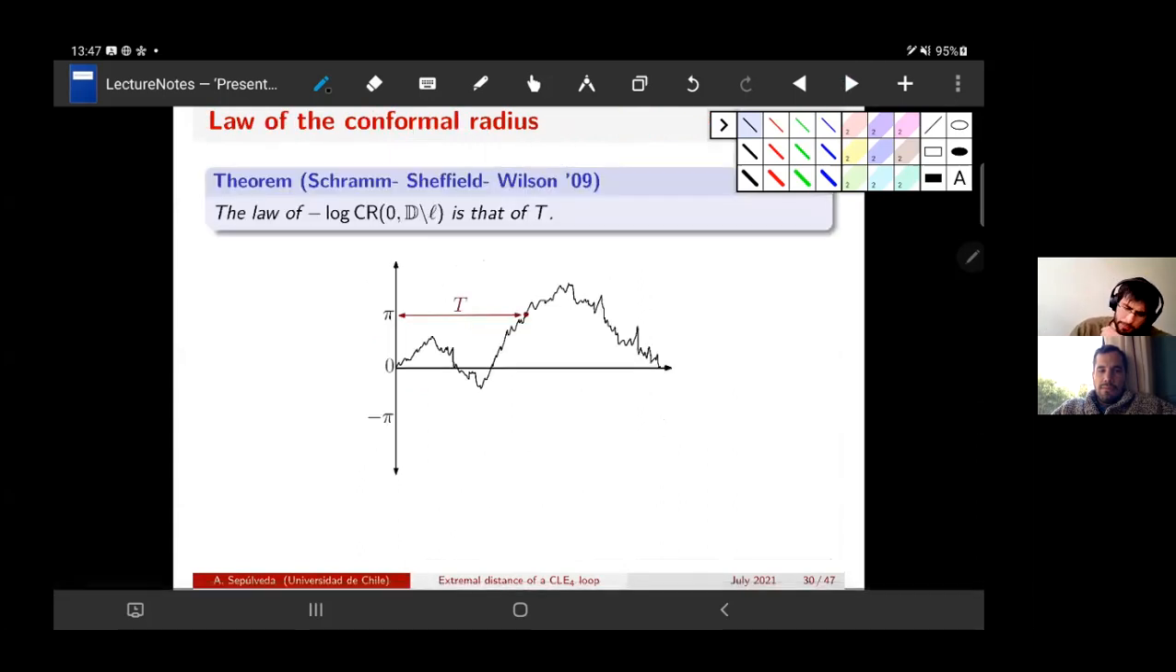And what was known is that minus the log of the conformal radius corresponds to the following random time of a Brownian motion. You take a Brownian motion, you start at zero, and then you see the first time it exits minus pi, pi. And this corresponds exactly to the law of minus the log of the conformal radius. In fact, this can be done even by a coupling, so in a way that one constructs a minus 2 lambda, one can do a coupling and obtain a random Brownian motion out of the Gaussian free field, and one can identify this stopping time with this.